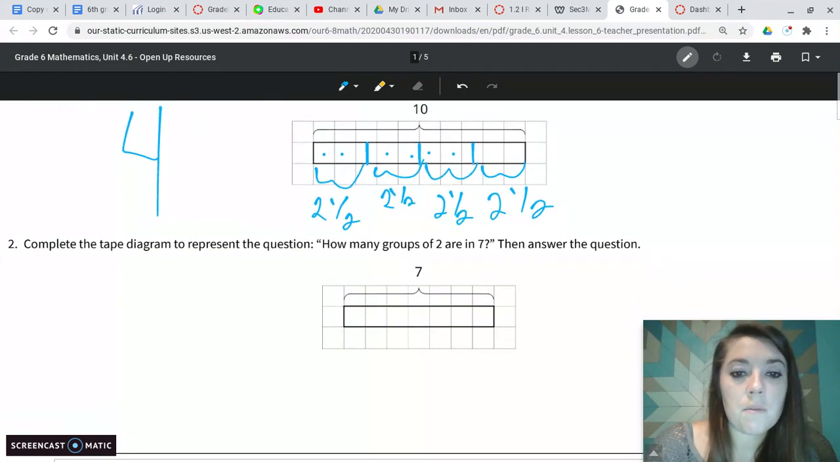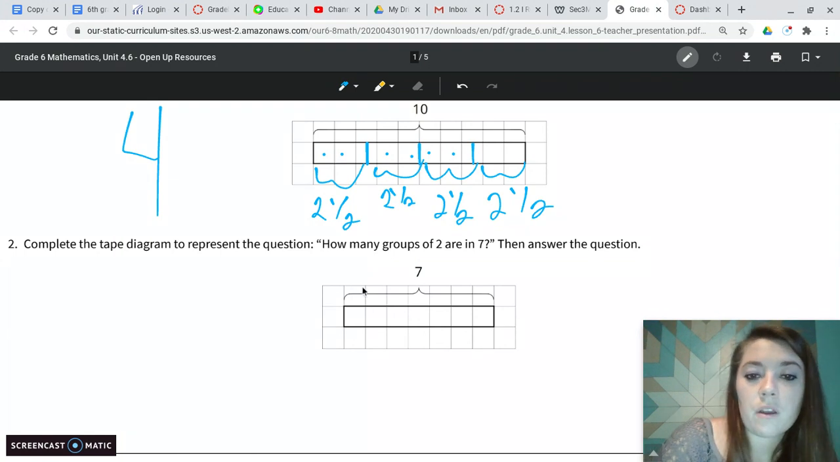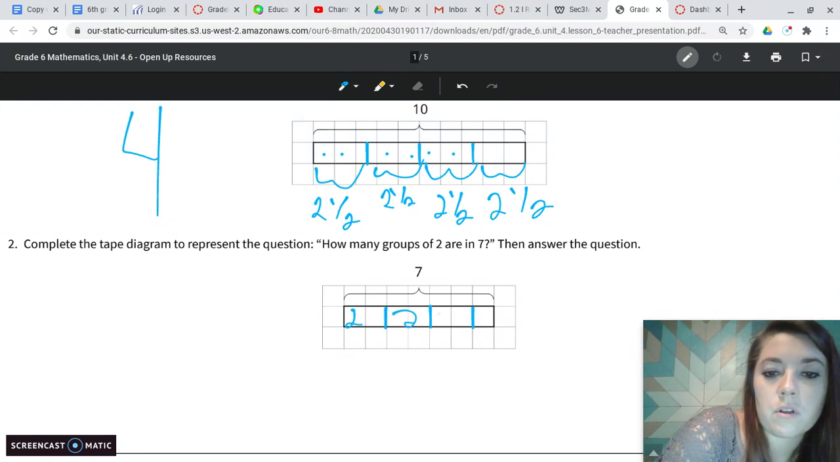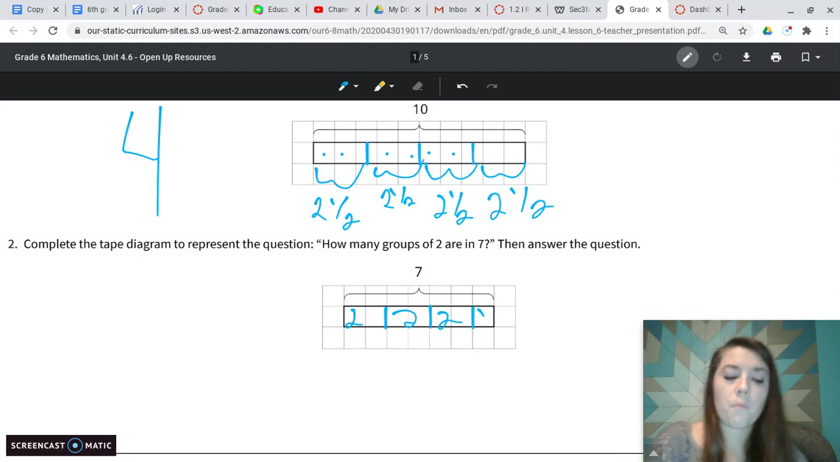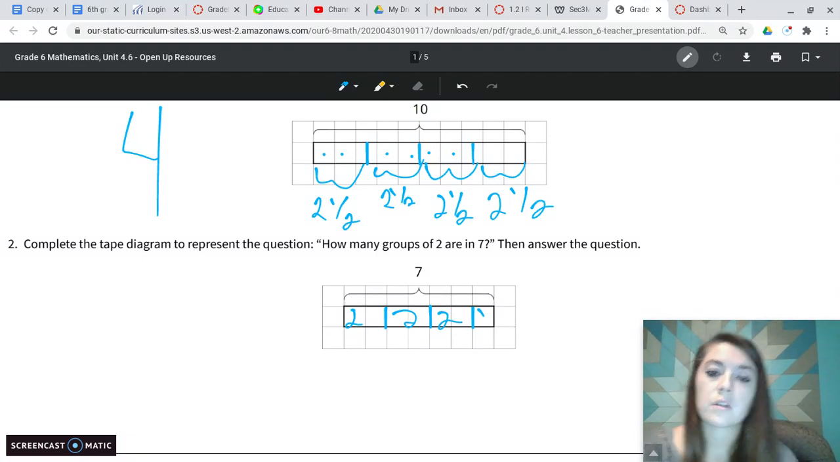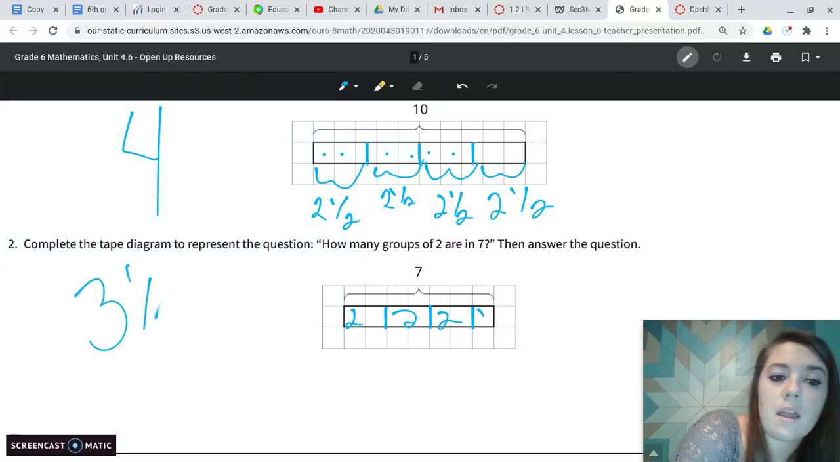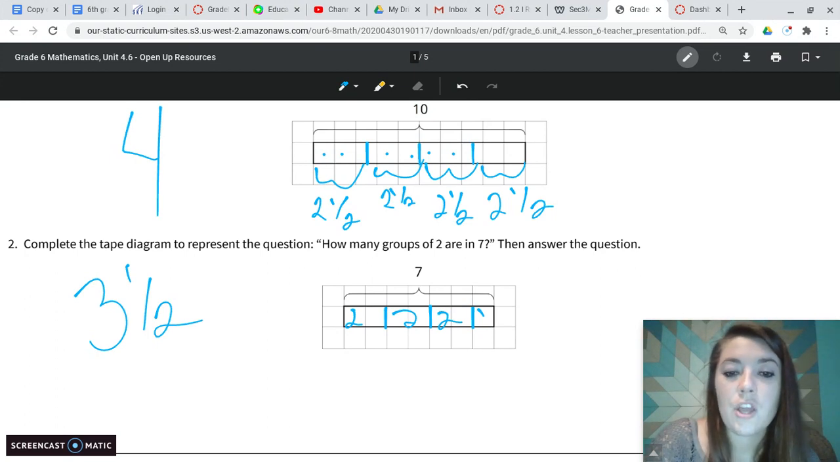All right, we have another tape diagram we're going to look at. How many groups of 2 are in 7? So 1, 2. There's a group of 2. 1, 2. There's a group of 2. 1, 2. There's a group of 2. But what happens? So this is 2, 2, 2. But here we only have 1. And 1 is what portion of 2? A half. So we've got 1, 2, 3. We've got 3 and a half. So there are 3.5 groups of 2 in 7.